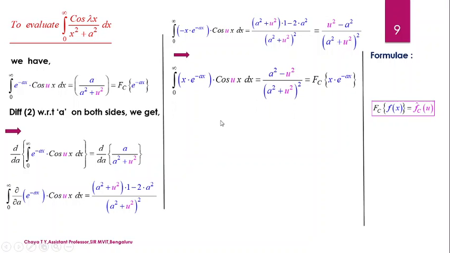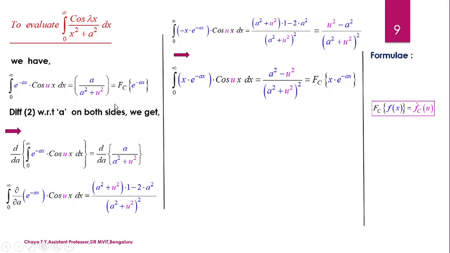So what can be the next step now? Multiply the expression with a negative sign. So we are left with the integral 0 to infinity x e power minus ax cos ux dx is equal to a square minus u square divided by a square plus u square the whole square.